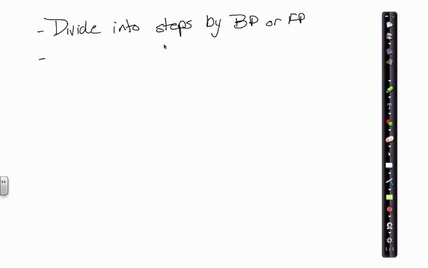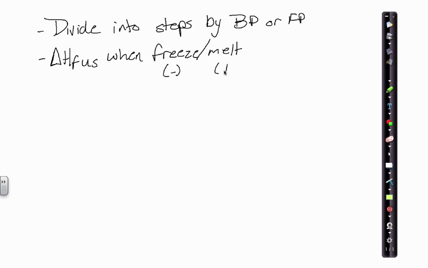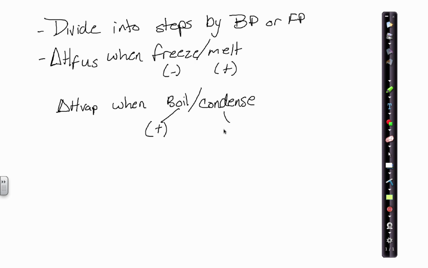When you go through a phase change, you use the number of moles times the heat of fusion or the heat of vaporization. So you're going to use delta H of fusion when you either freeze or you melt. If you freeze, it's negative. If you melt, it's going to be positive. You use delta H of vaporization when you boil or when you condense. If you boil, it will be positive. If you condense, it will be negative.